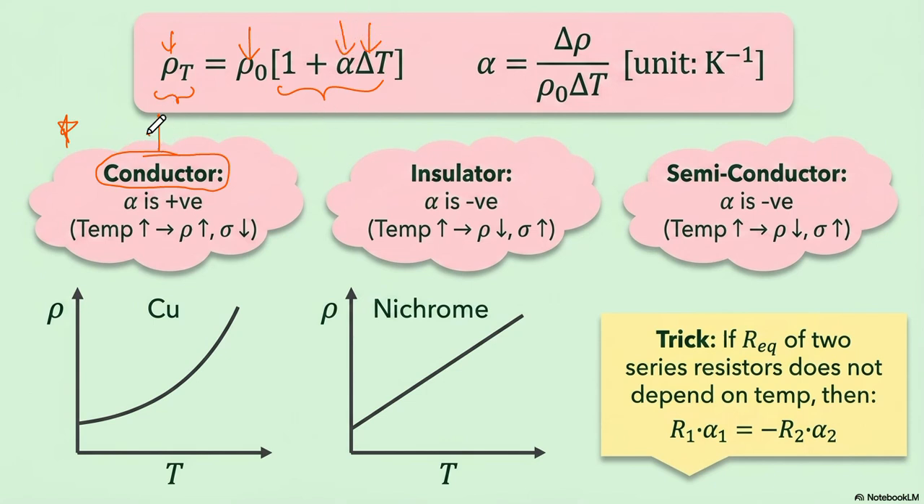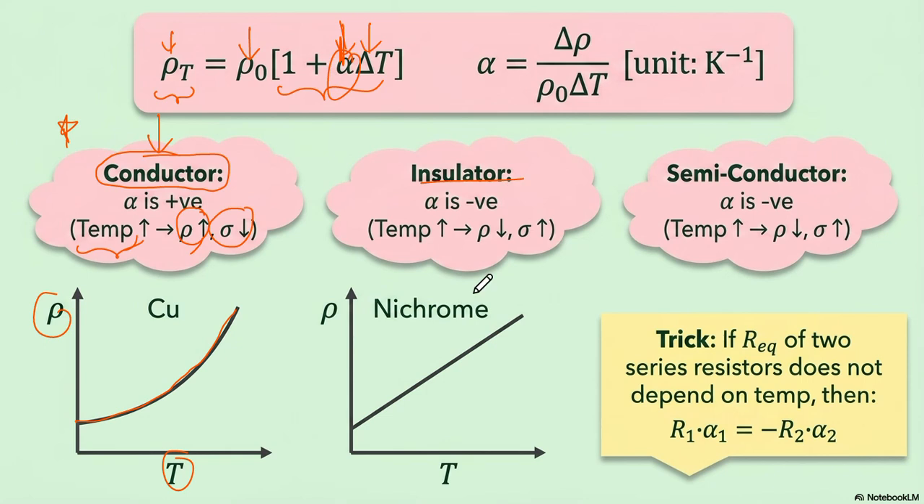So in case of a conductor, if we increase the temperature, resistivity increases. If resistivity increases, then conductivity decreases. And since temperature increases and resistivity increases, this alpha is positive in case of a conductor. So the resistivity versus temperature graph of a conductor is increasing.